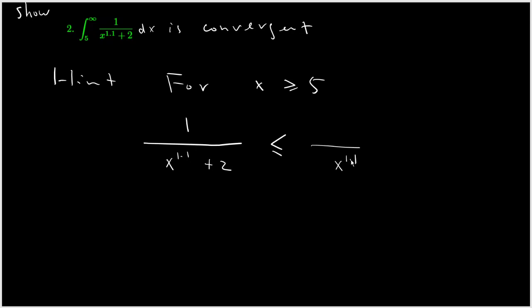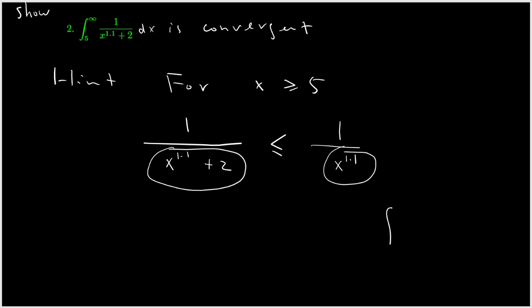I want you to realize this 1.1 that's circled is smaller than the one circled on the left hand side. So the whole thing on the right hand side is bigger, right? I want to repeat, to make the quotient bigger, you need to make the denominator smaller. If you make the denominator smaller, then the whole thing is bigger. So that makes sense?